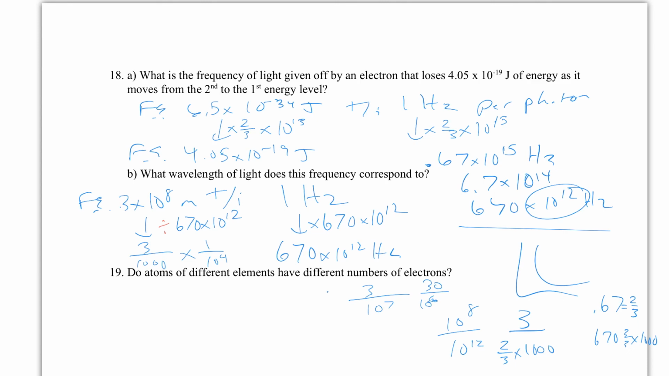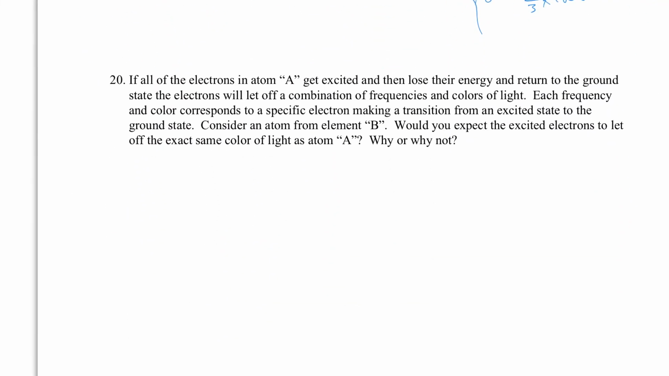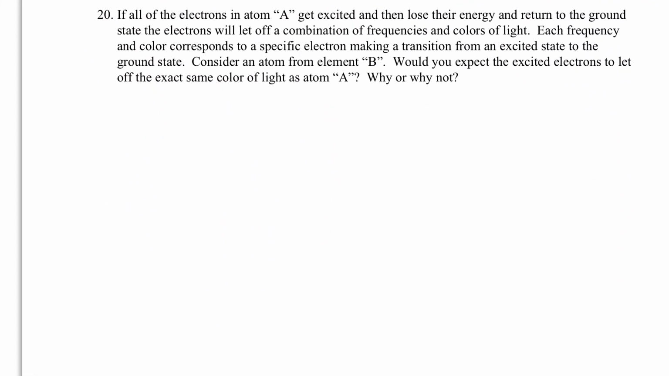So do atoms of different elements have different numbers of electrons? Yeah. Spent a few weeks talking about that. And that impacts the color that they have. If all of the electrons of atom A get excited and then lose all their energy and return to the ground state, so in other words, if we got a nucleus and we got an electron here, it's going to jump down to the ground state, back to its original energy level.